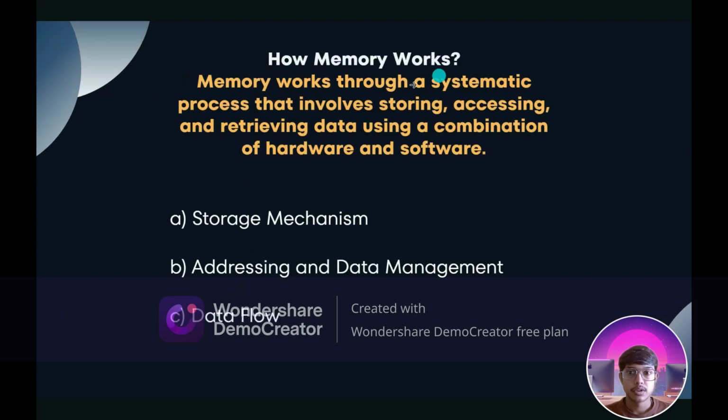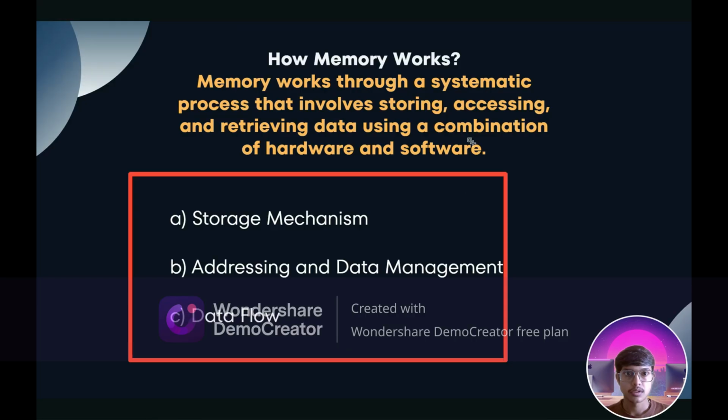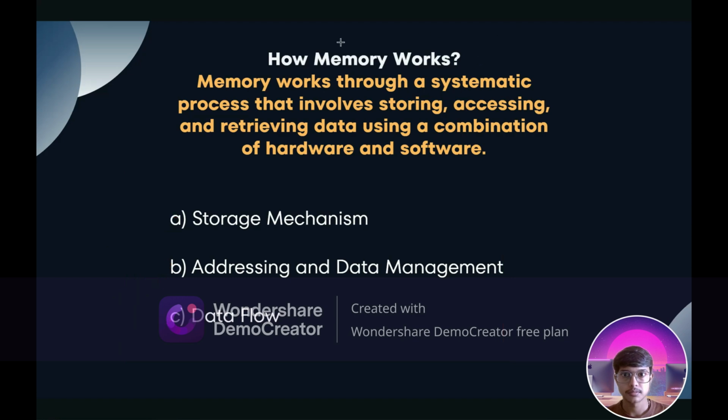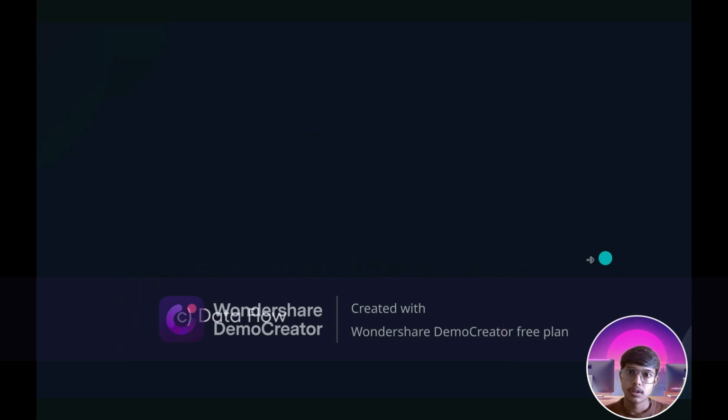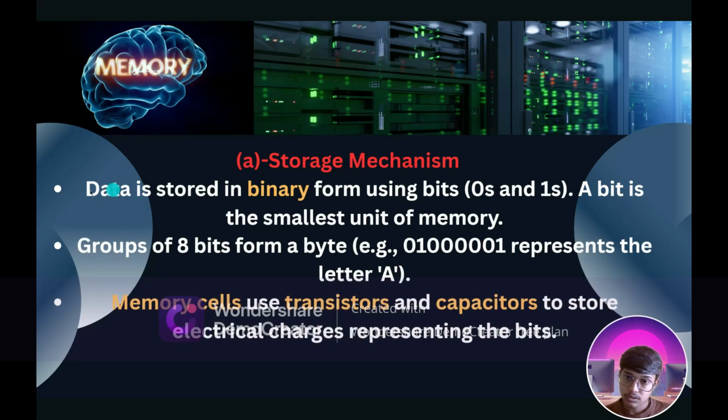Now we will see how memory works. Memory works through a systematic process that involves storing, accessing, and retrieving data using a combination of hardware and software. So mainly we are going to discuss these three topics. First one is storage mechanism, second is addressing, and third is data flow. On the basis of these three topics, our memory works. So first is storage mechanism, how our memory is stored.